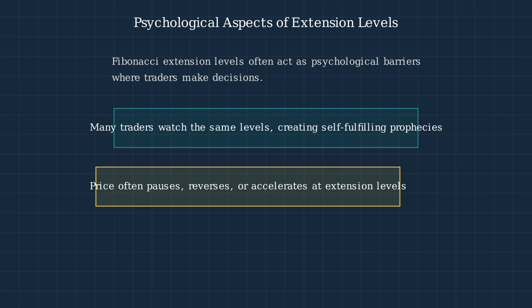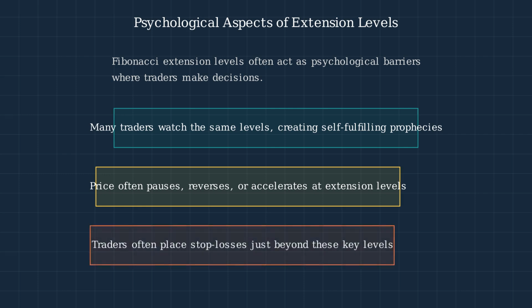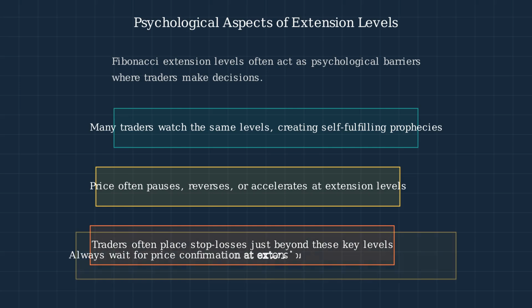You may observe the price pausing, reversing direction, or occasionally accelerating through these levels with increased momentum. Many traders place their stop-loss orders just beyond these key extension levels, which can create volatility when these levels are tested. While Fibonacci extension levels provide excellent price targets, it's important to wait for price confirmation when these levels are reached. Look for candlestick patterns, volume changes, or other indicators to confirm how price is reacting to the extension level.